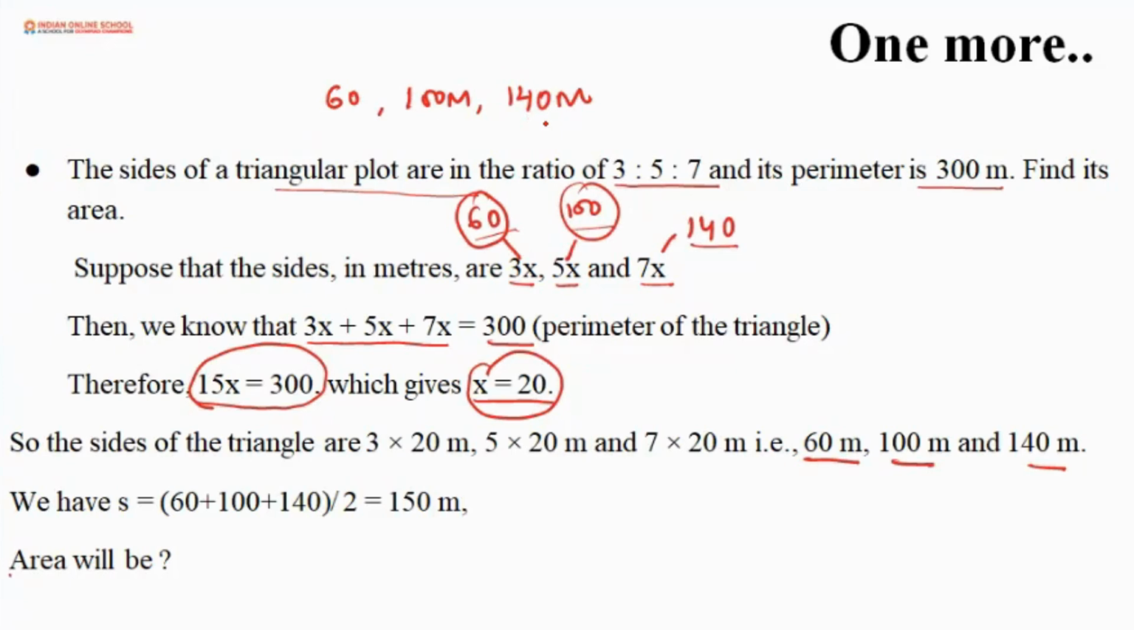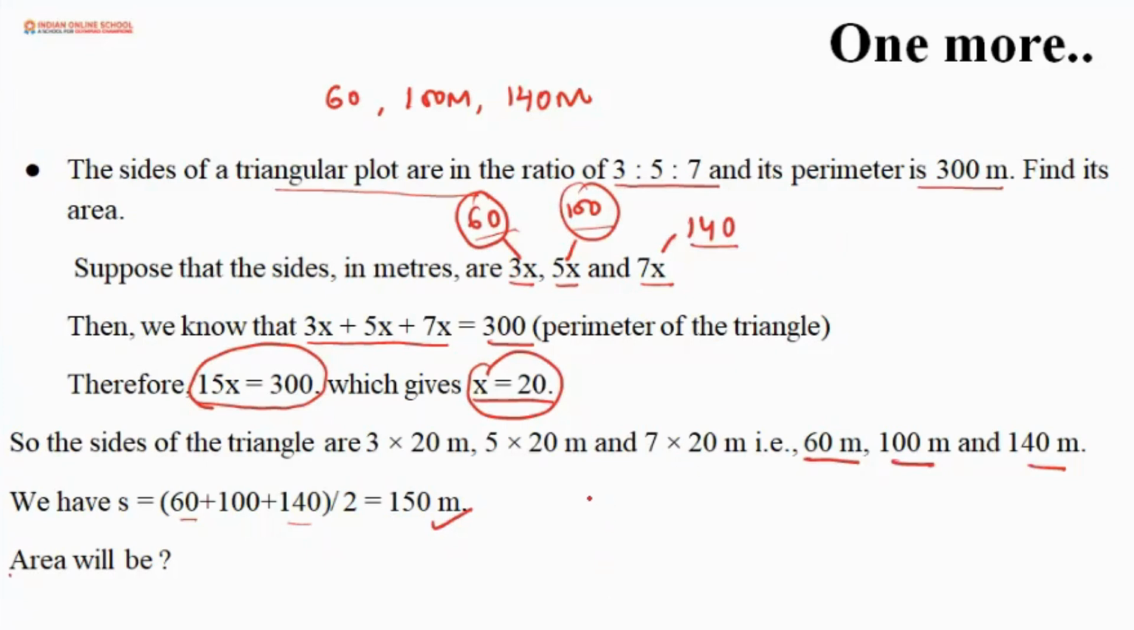Now tell me who is going to direct me all the steps. I will write it here for you. What we need to do first? To find the area, you need to find the semi-perimeter. Correct. Which will be 60 plus 100 plus 140, divided by 2, which will be 150. Absolutely correct. And after that?